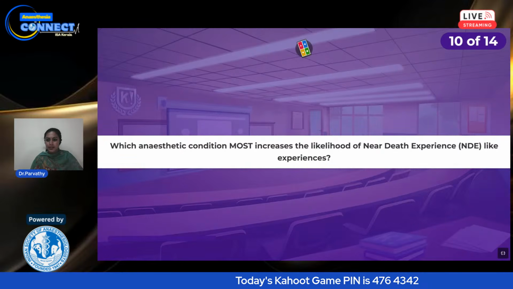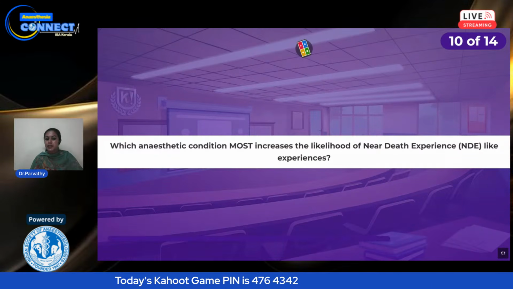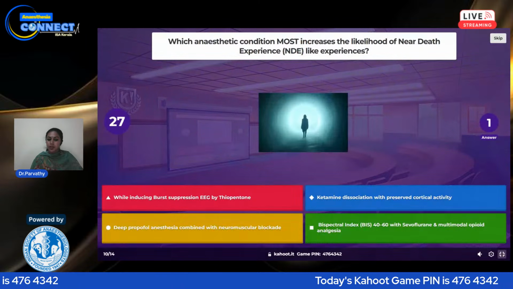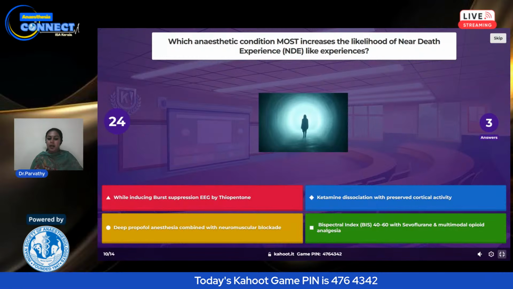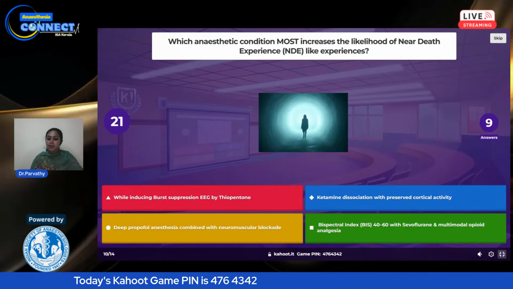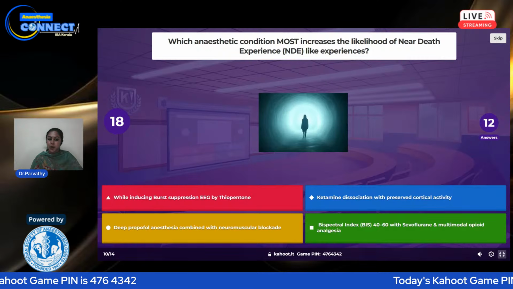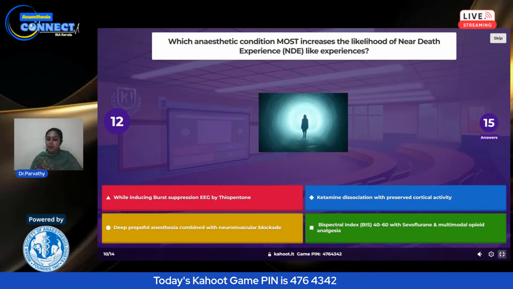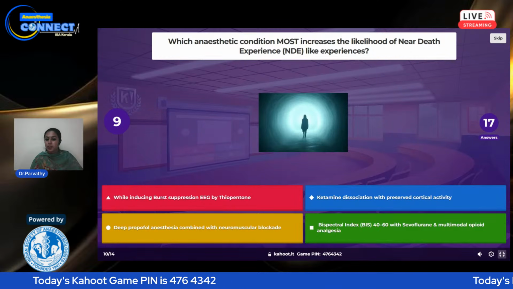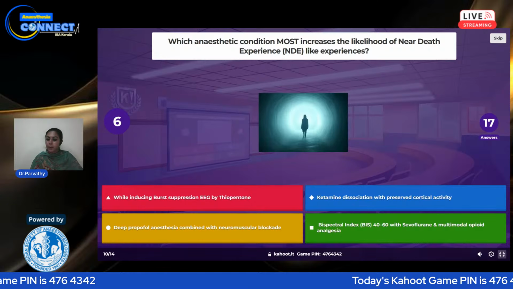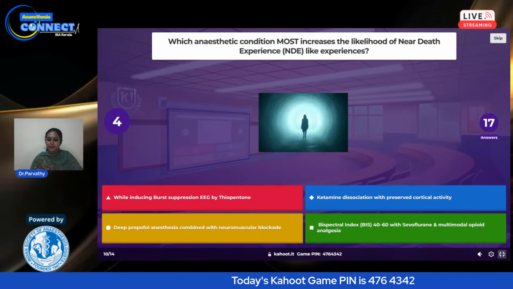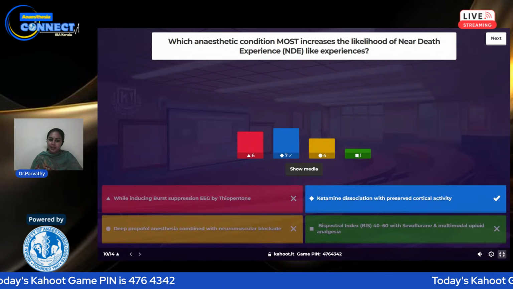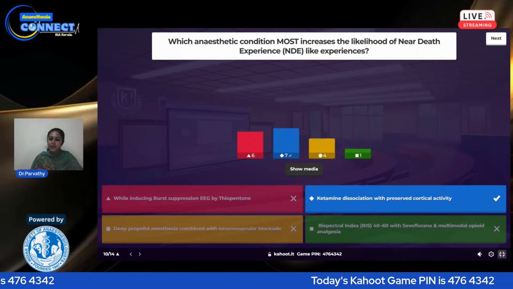Which anesthetic condition most increases the likelihood of near-death experience, NDE-like experience? First option, by inducing breath suppression, EEG by thiopental. Second option, ketamine dissociation with preserved cortical activity. Third option, deep propofol anesthesia combined with neuromuscular blockade. And fourth option is obtaining bispectral index 40 to 60 with sevoflurane and multimodal opioid analgesia. Correct answer is ketamine dissociation with preserved cortical activity.